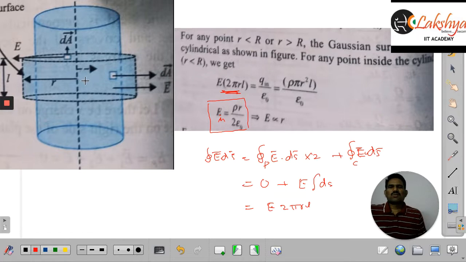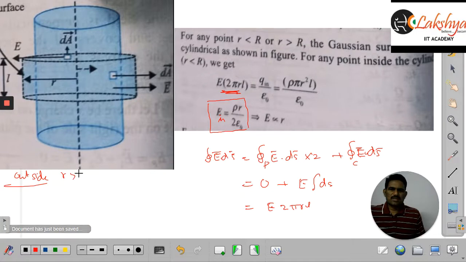Now suppose you were to calculate this outside. The flux calculations will be the same. The flux through the plane surfaces will be 0, and only the curved surface flux will be there, so again you will get the same. I am just writing the outside calculation here, which is for r greater than R.